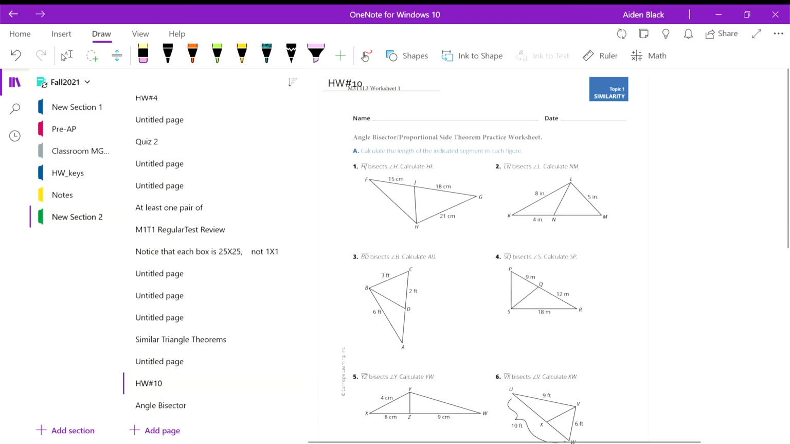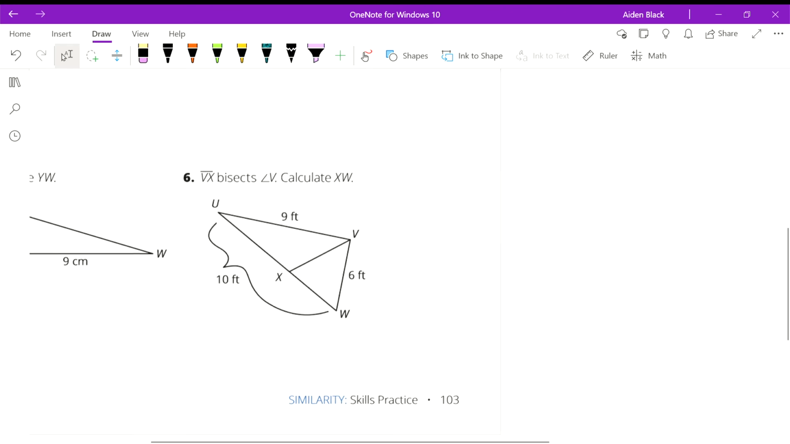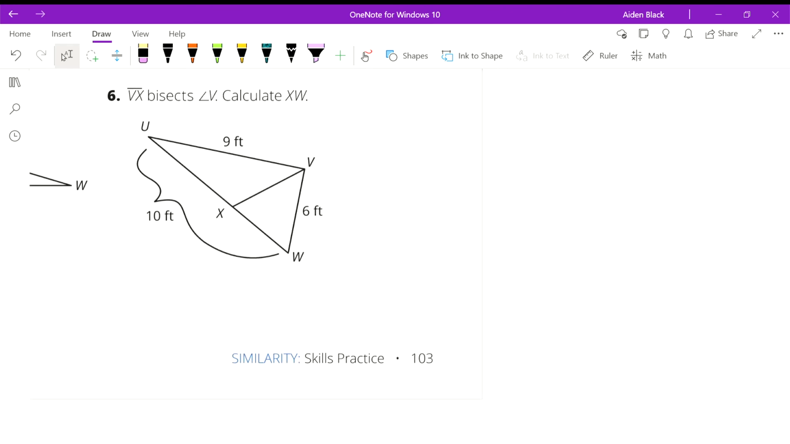Real quick, we'll fly through the most difficult question on the homework. So this wants you to find this length right here, xw. Notice that you don't have either xw or ux, but you know that the sum of them, so this whole length right here, is equal to 10. So let's write that algebraically. Ux plus xw equals 10.